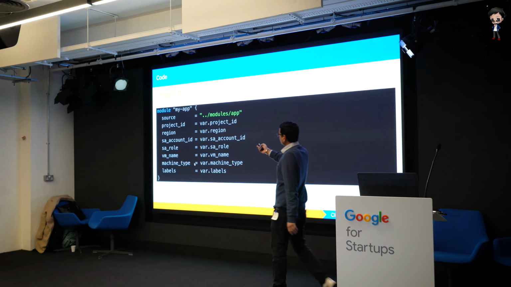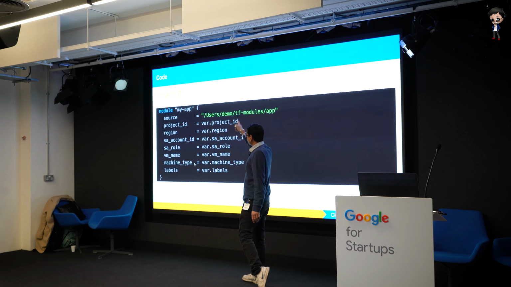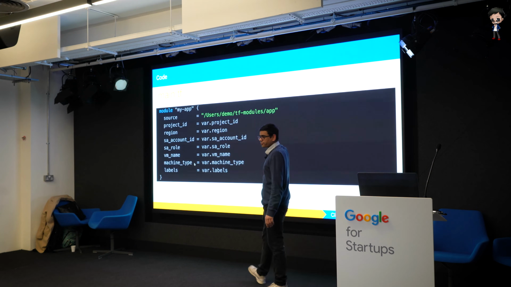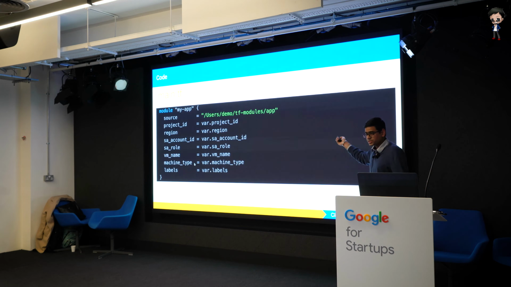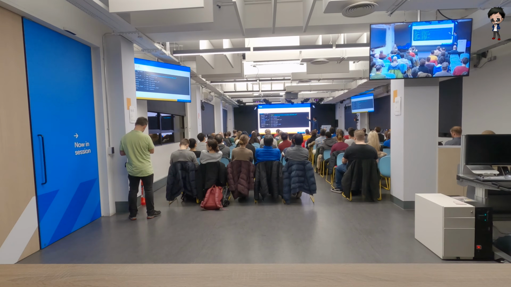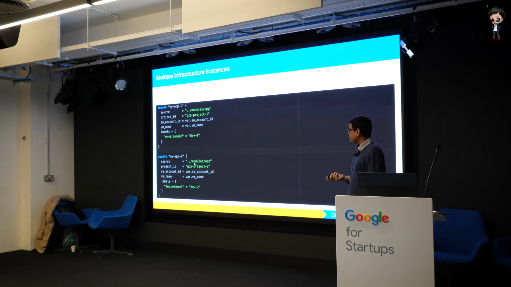Source can be used as a relative path or an absolute path of your local file system. The source can be on Git. You can use the version as well, like if you just have some tag, you can refer to some particular version. These are some examples.